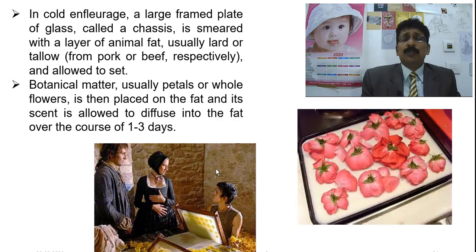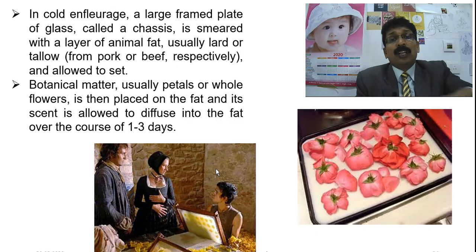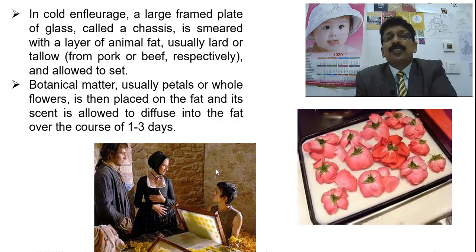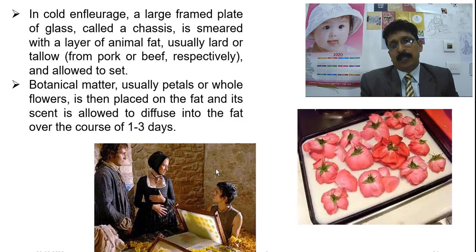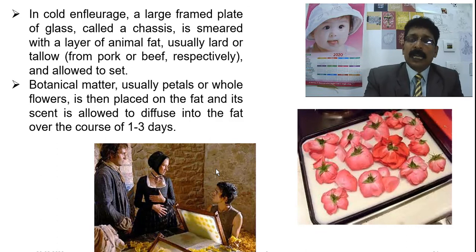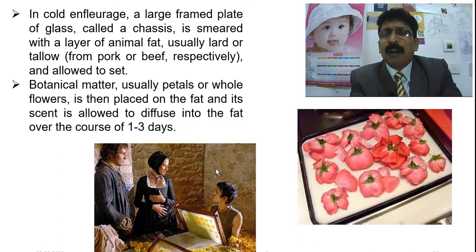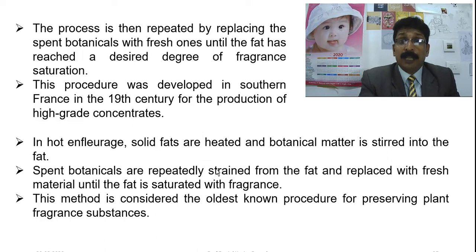Botanical matter, usually petals or whole flowers, is then placed on the fat and allowed to diffuse into the fat. The constituents will diffuse into the fat over a course of 1 to 3 days. Understand? 1 to 3 days can be kept. In between you can even change the flowers. You can replace the flowers for giving more absorption or more extraction of the volatile substance from the plant, from the leaf, from the flower.